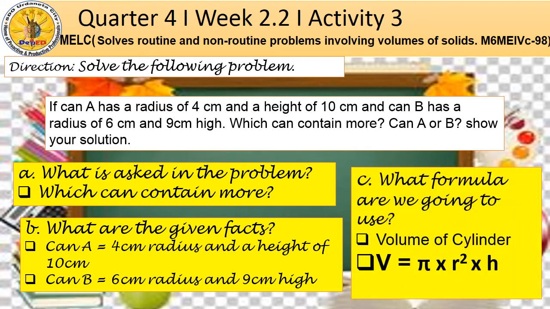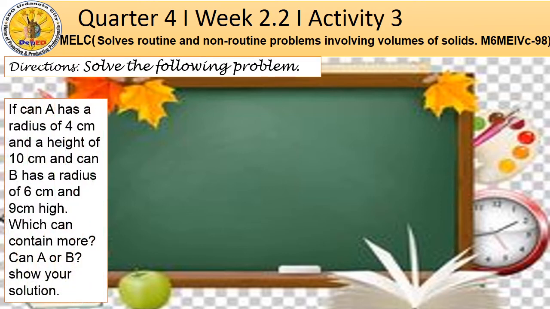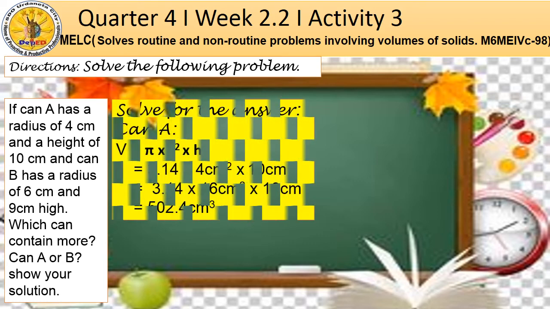And then, what formula are we going to use? We will find out the volume of a cylinder. So the formula in finding the volume of a cylinder is volume equals pi times radius squared times height. Using this formula, let us solve for the answer.